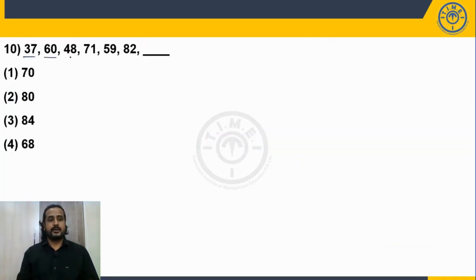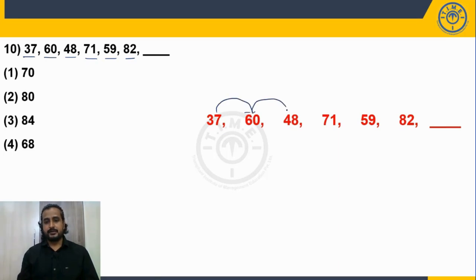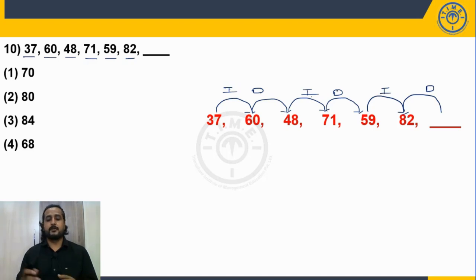37, 60, 48, 71, 59, 82, blank. Now see here. Here to here it is increasing, but here to here it is decreasing. Again increasing, decreasing, again increasing. So what should be next? Decreasing, because increasing and decreasing are applied alternately.